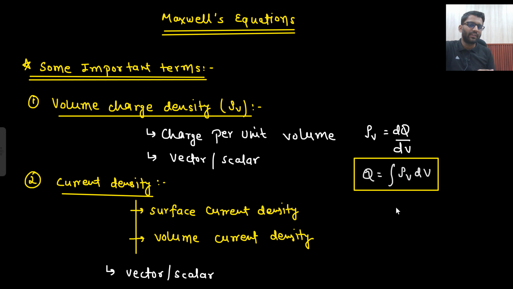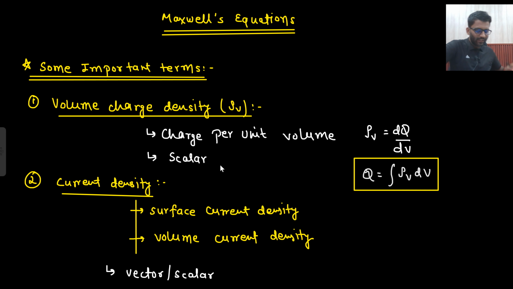Is it a vector quantity or a scalar quantity? What do you think? This is scalar, this is scalar, so this has to be scalar, right? So it is a scalar quantity. What I am talking about is rho v. Rho v is a scalar quantity, because this is scalar and this is also scalar. Both are scalar, so it is a scalar quantity.